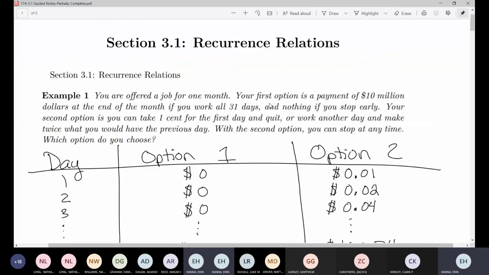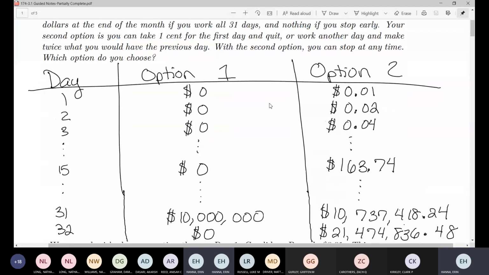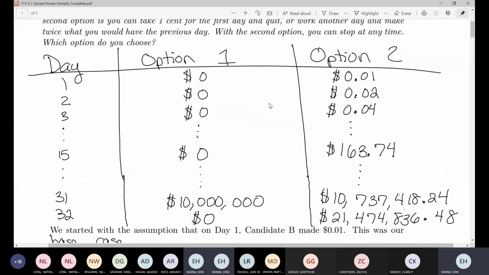So just to remind us of what we're going to be working on. Essentially we're talking about these things called recurrence relations, and these are going to be functions and equations that depend on themselves, if you will. So we had this idea of, you work every day and you get twice as much as you made before. So you had to know how much you made the day before to know how much you're going to make that day. And we went through that idea.